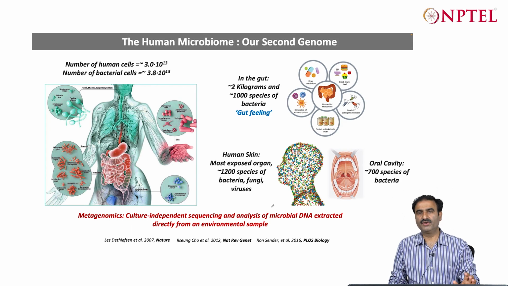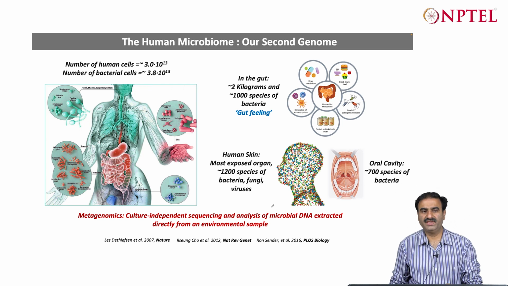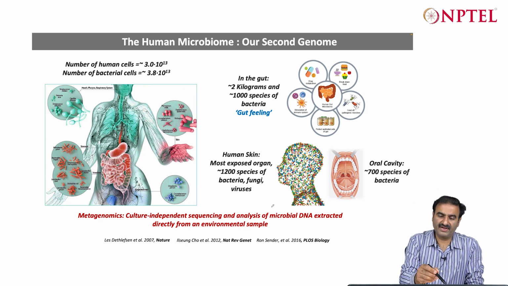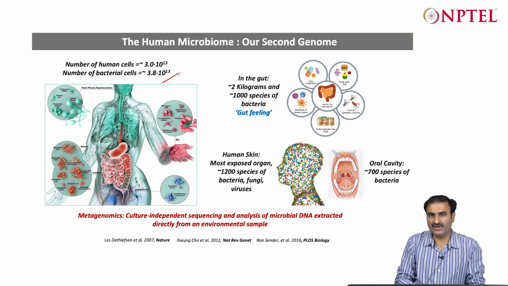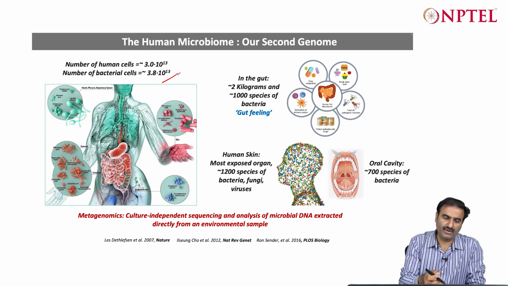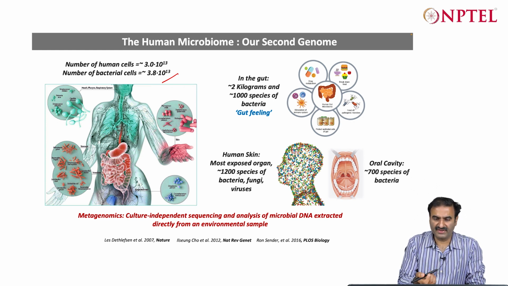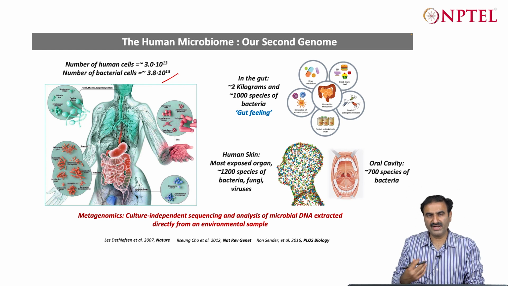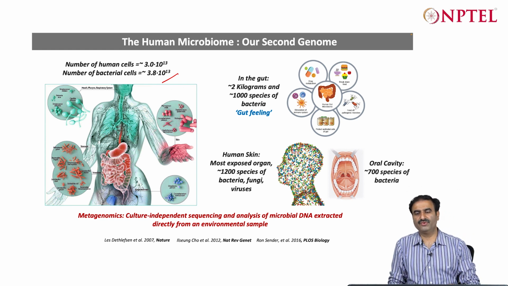If you consider the total number of cells in the body, the number of bacterial cells actually outnumbers the number of human cells, and you have bacteria all over the body, including your gut, skin, scalp, armpits, or various other sites. And today it is known as our second genome.